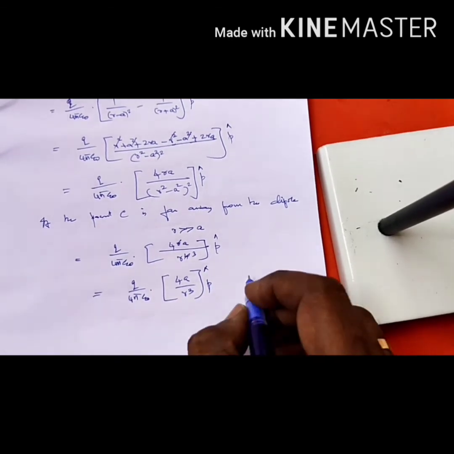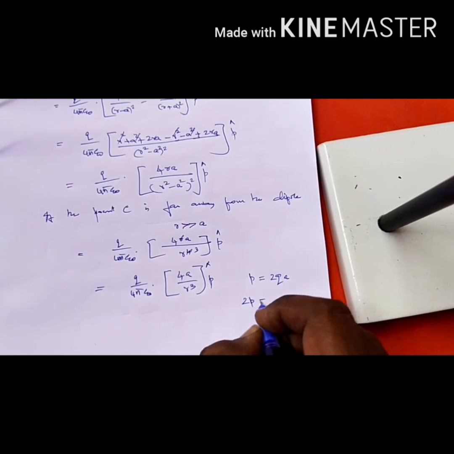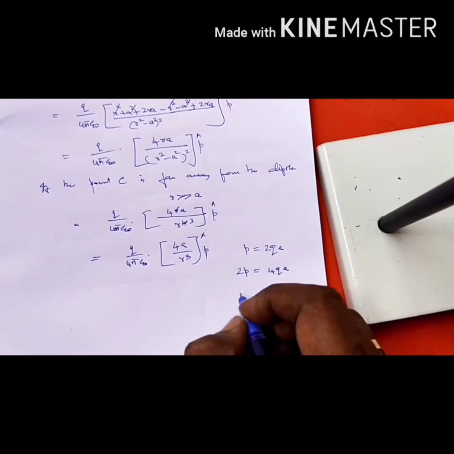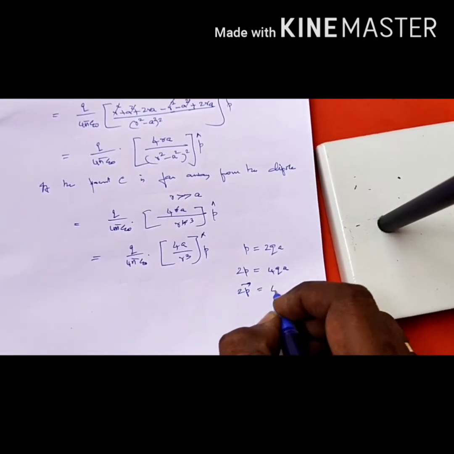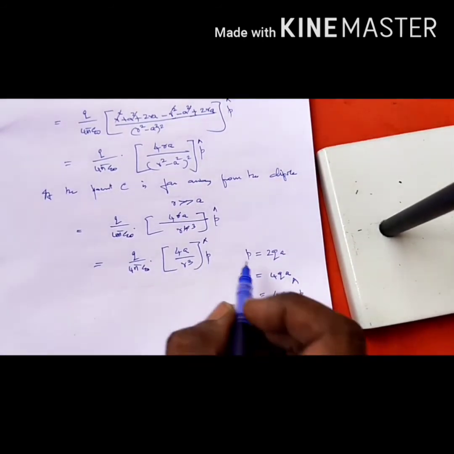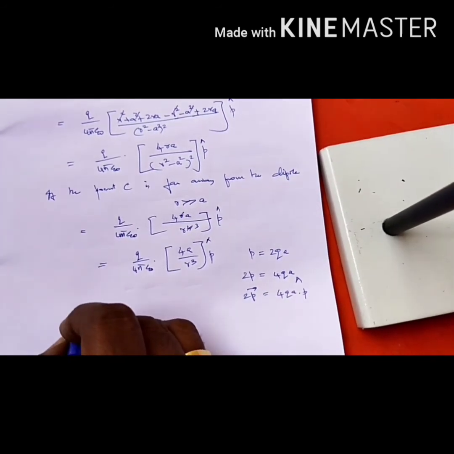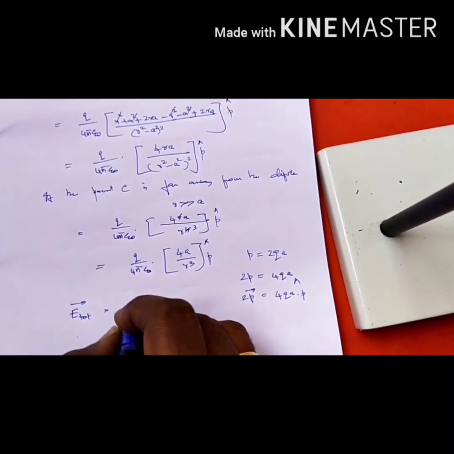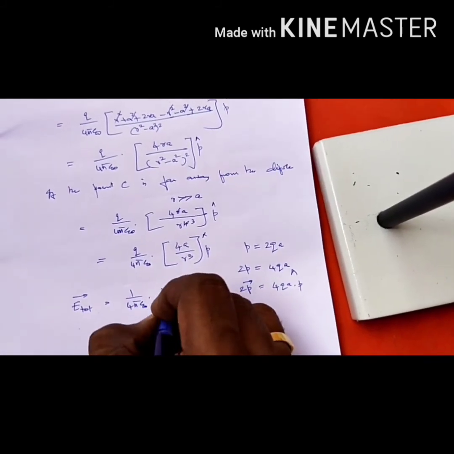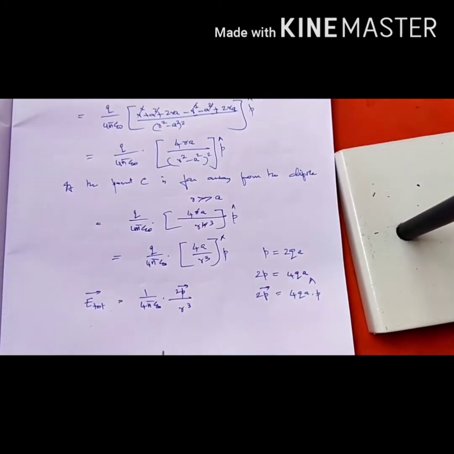into p cap. Now what's the dipole moment? P is equal to 2qa, then 2p is equal to 4qa. Then 2p vector is equal to 4qa into p cap. So in this equation we have got 4qa into p cap. So we can substitute 2p vector. Therefore, E total vector is equal to 1 by 4 pi epsilon naught into 2p vector divided by r cube. So this is the total electric field.